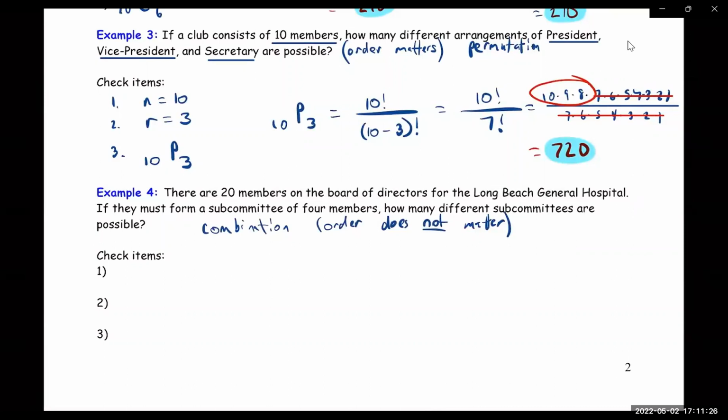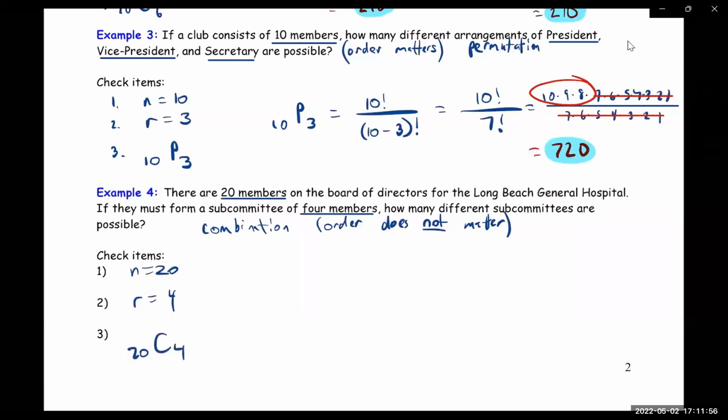So 20 members. Do you guys agree that that would be your N? Yeah. All right, and then R, what would R have to be? 4. Yeah, because you're looking to select 4 members, and it's a combination because it does not matter who goes first, second, third, or fourth. There are no titles like president, vice president, or assistant leader. So that means combination. So it's going to be 20 choose 4.